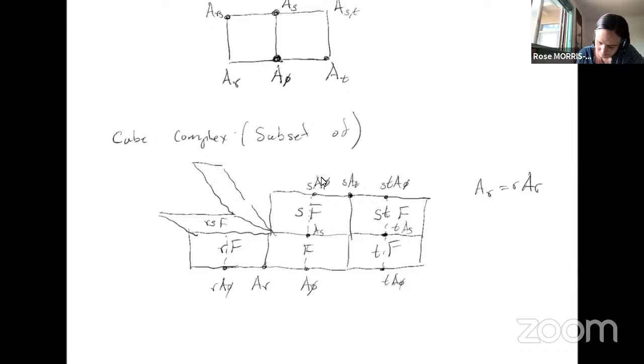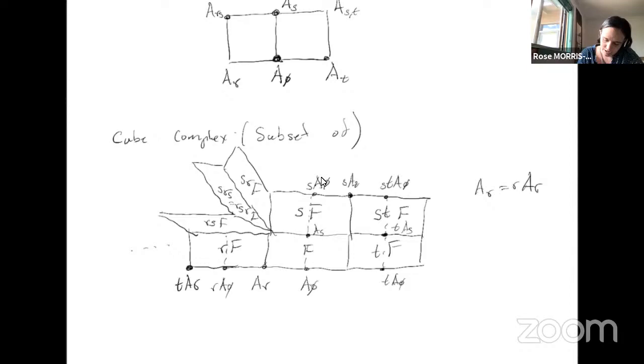Something like this. This is SR times F, and SRS equals RSR times F. All right, so we've done, this is my sort of level one, and then you can keep going, right? So like here, this vertex is R A empty set. This is R A R, so this one should be T A R.